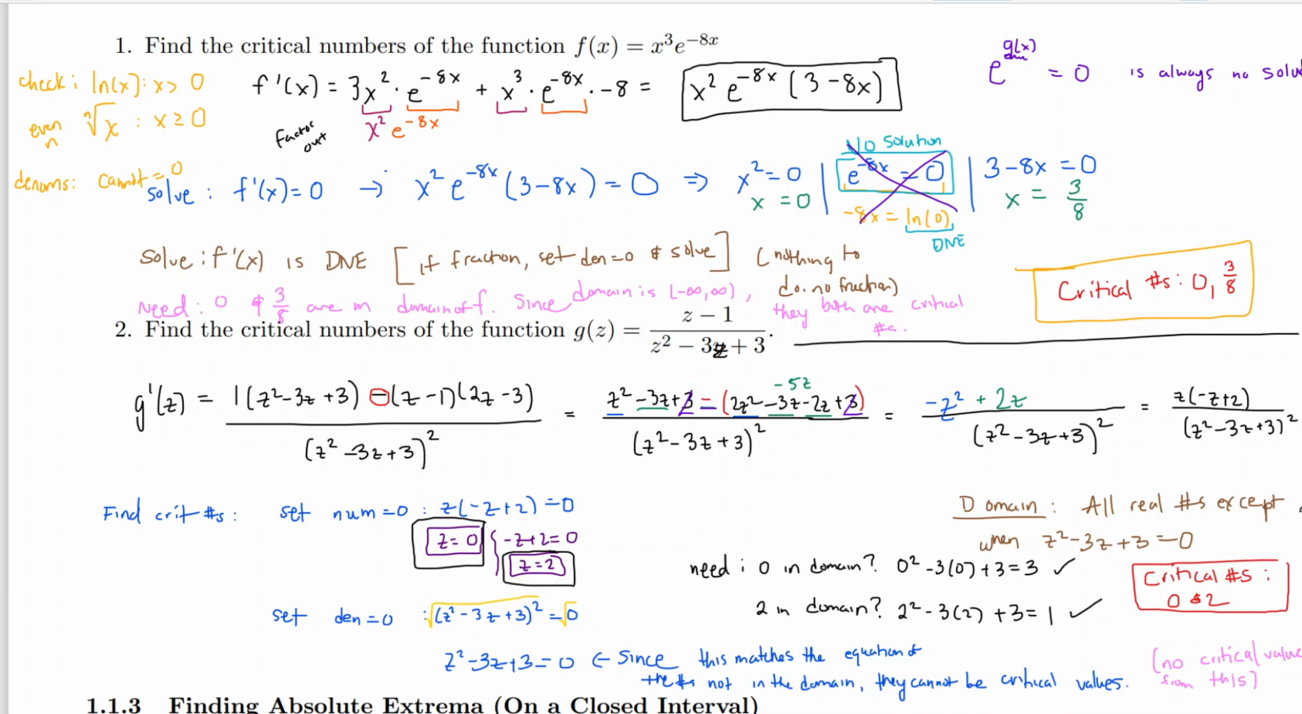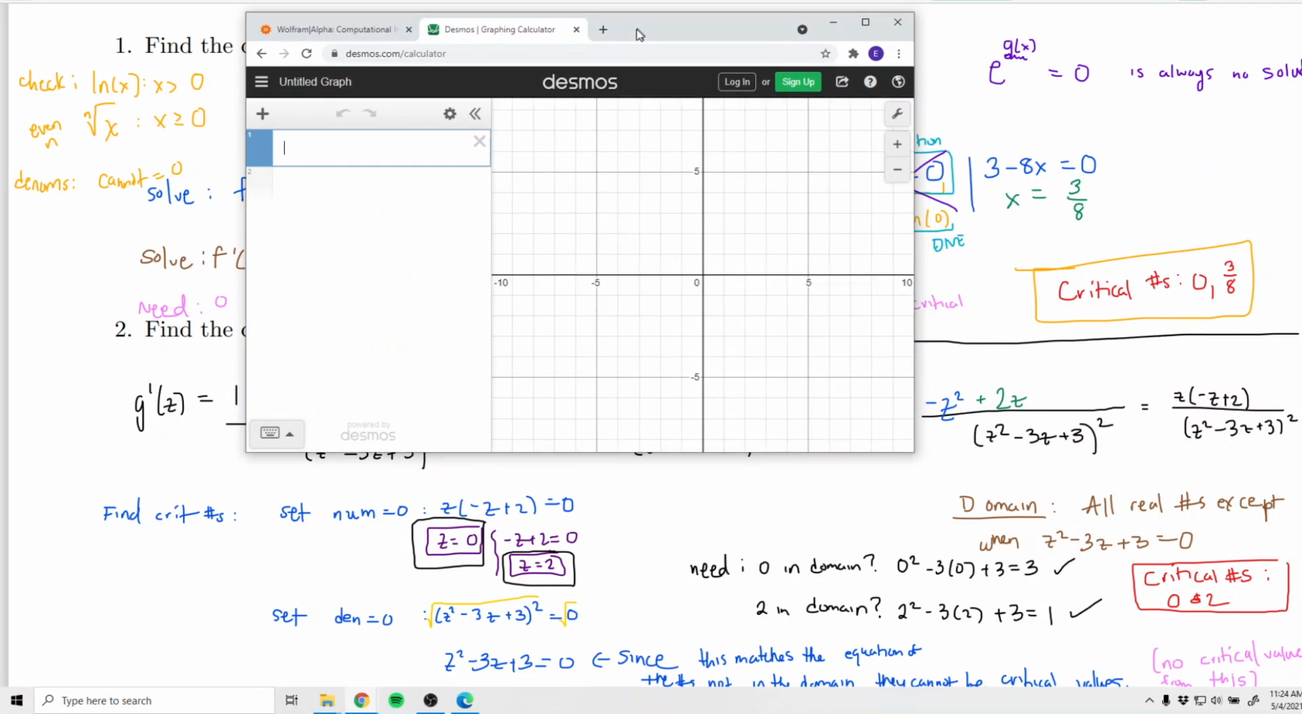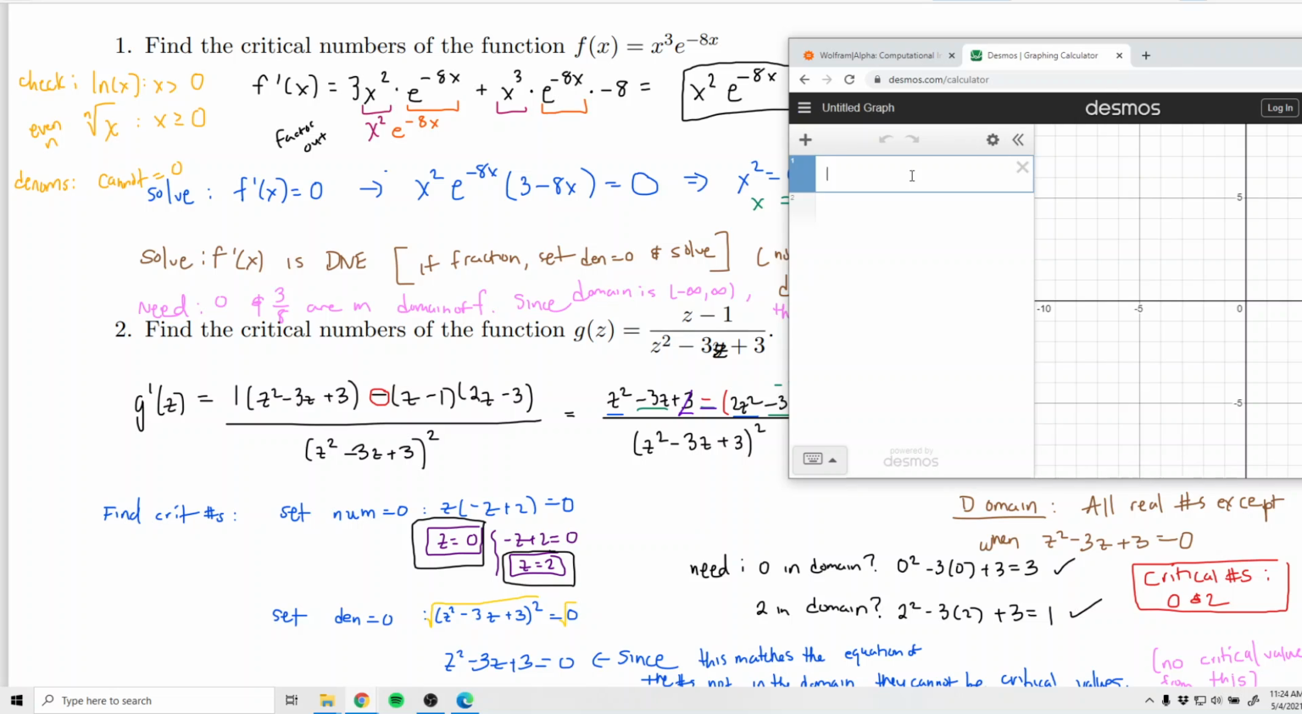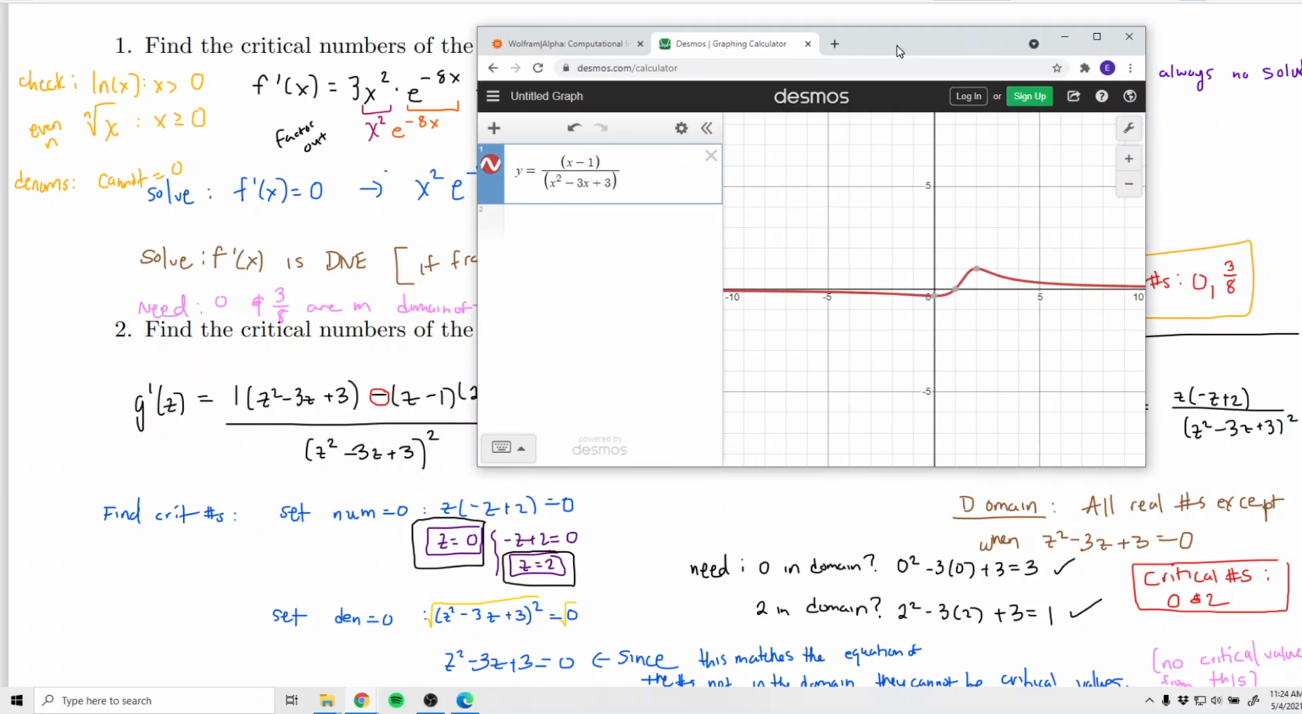Okay. So like I said, what I want to go ahead and do is just show you what this graph looks like. And we can see that these are the only two critical numbers. But I'm going to go ahead and bring over Desmos. Let me go ahead and actually put it right here so I can type it in first. I'm going to use y's and x's. So y equals x minus 1 divided by x squared minus 3x plus 3. And I get this graph here.